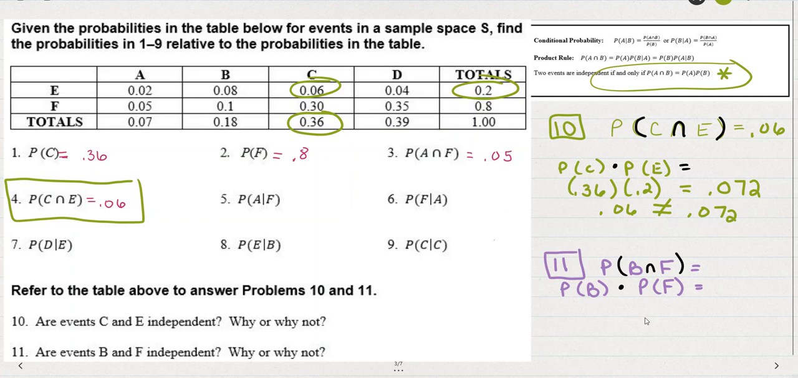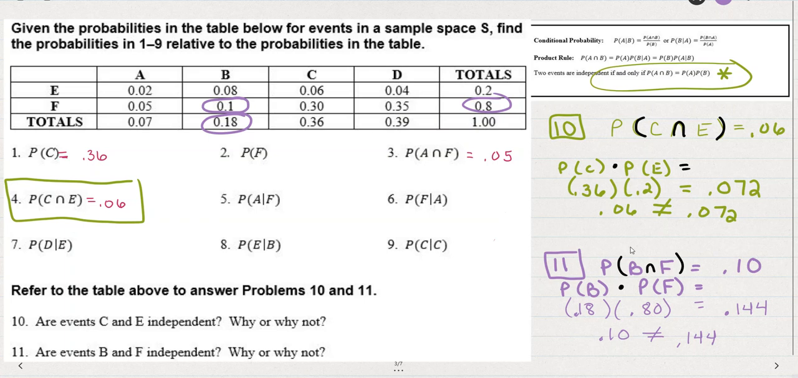Let's try one more example of this. Are B and F independent? Why or why not? What's the probability of B and F? I can see that the probability of B and F is 10 hundredths, or 0.1. So that's where B and F intersected, right? 0.1. And then the probability of B occurring added up to 0.18. Probability of F, 0.8. When I multiply those, I get 0.144, which is not equal to 0.10 or 0.1. 10% and 14.4% are not equivalent.